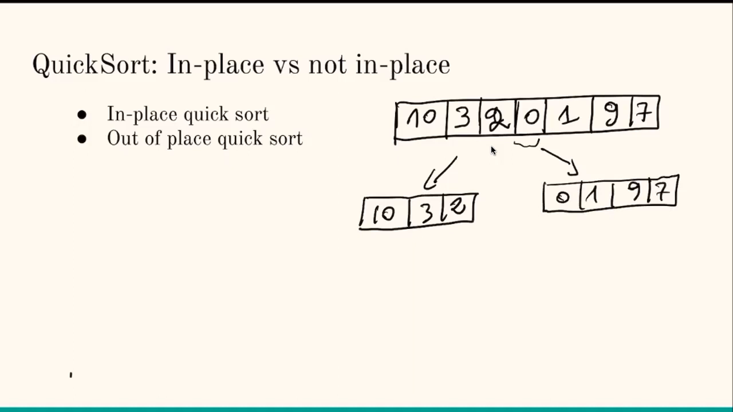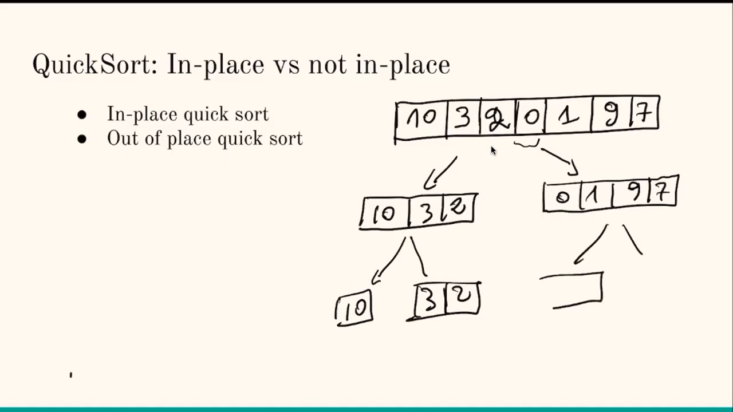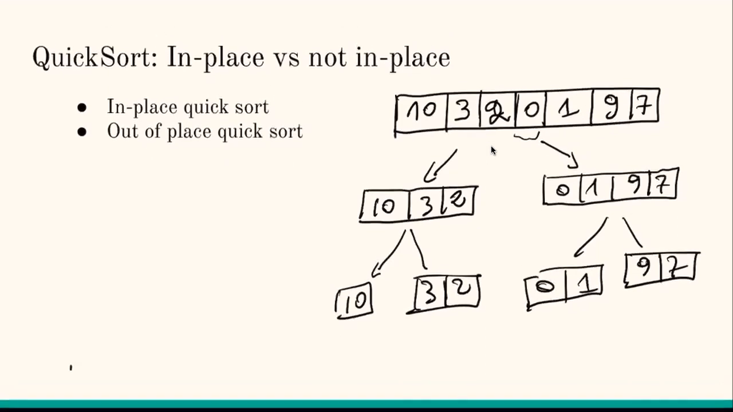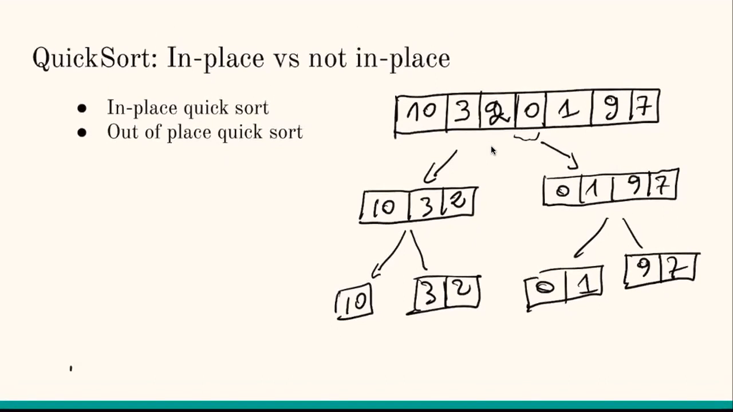Later on, you will again split this one into arrays. Here you have 10, and here you have 3 and 2. And here you will do the same. Here you will have 0, 1, and here you will have 9 and 7. We can stop here, or we can go further.